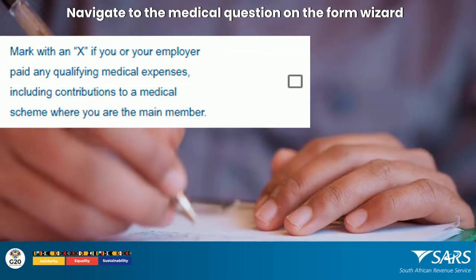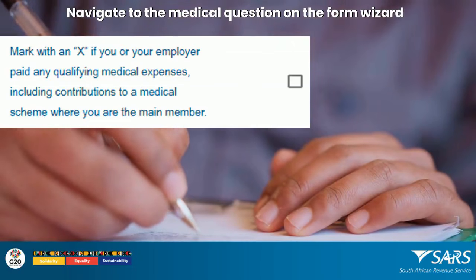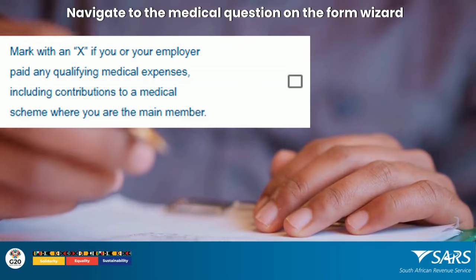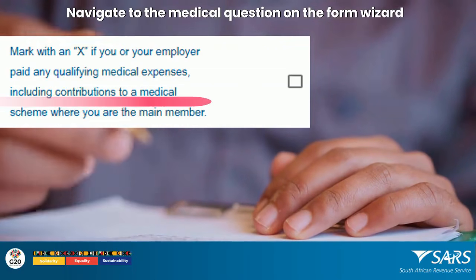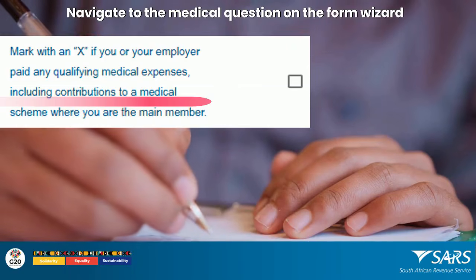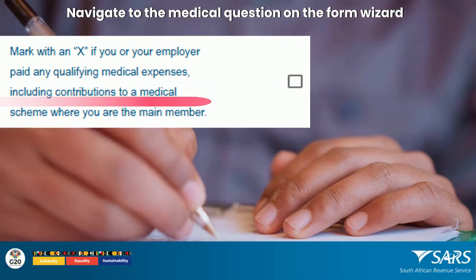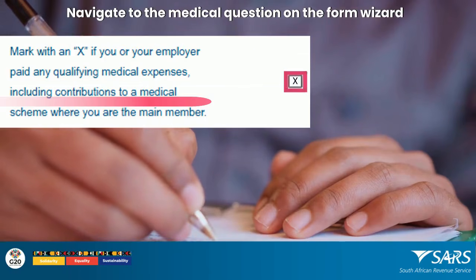Navigate to the medical question on the Form Wizard. The first question is about the qualifying medical expenses, including contributions paid by you as a main member or your employer to a medical scheme. If this is applicable to you, mark the box with X.